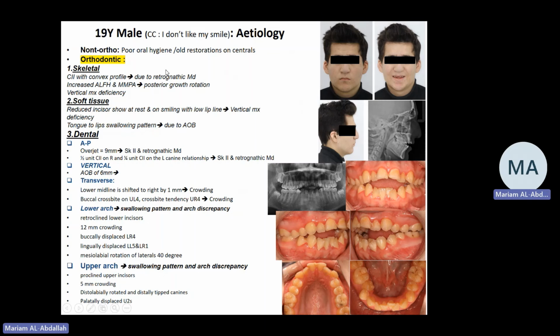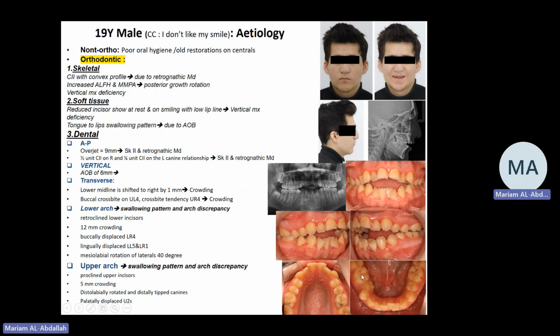Okay, now dentally, the 9 millimeter overjet and the class 2 canine relationship, the etiology is mainly related to class 2 skeletal pattern with retrognathic mandible. Vertically, the anterior open bite is related to the increased vertical proportions and the posterior growth rotation. Transversely, the centerline discrepancy and the local buccal crossbite on both 4s is mainly related to crowding and displacement of teeth.